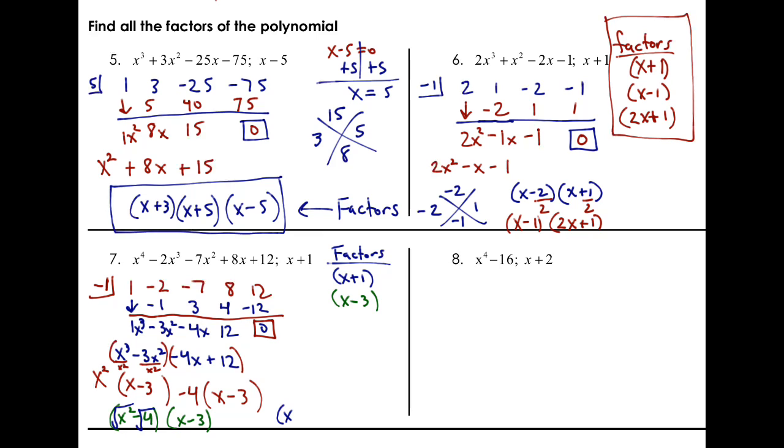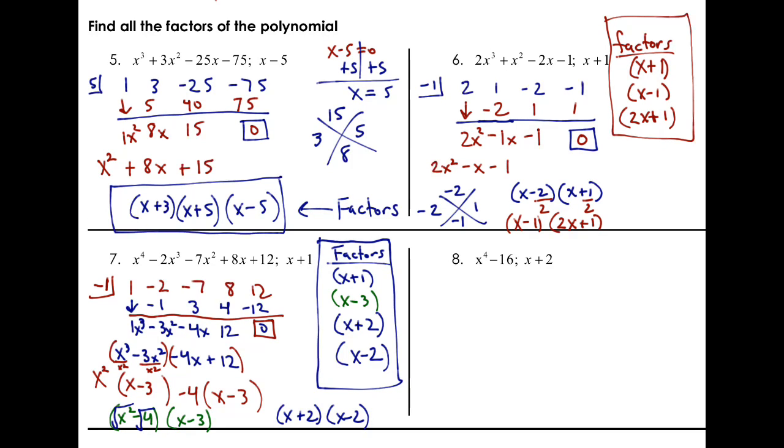x plus 2, x minus 2, because when you solve with a radical, it's always going to be plus or minus. A negative 2 times a negative 2 is a positive 4, and a positive 2 times a positive 2 is a positive 4, and so it's always plus or minus. So x plus 2, x minus 2. And those are your factors. Highest exponent of 4, 4 factors. Excuse me.